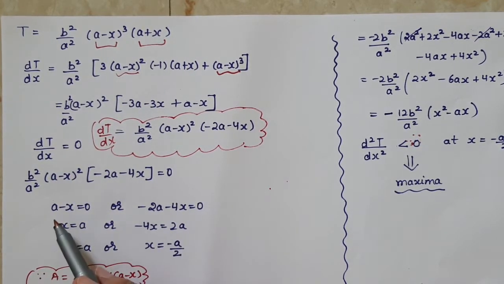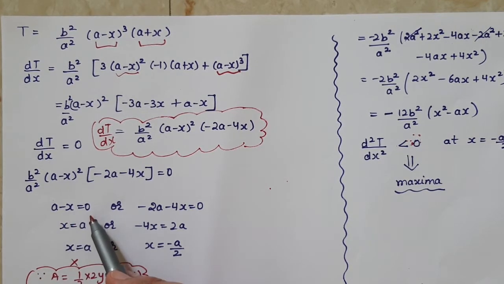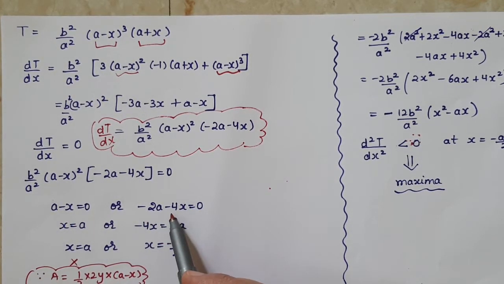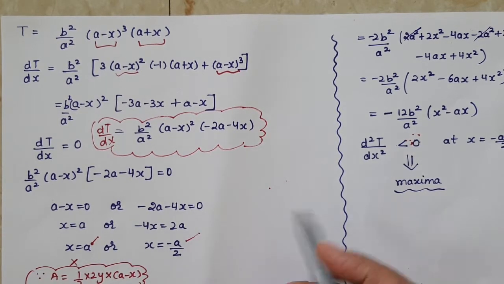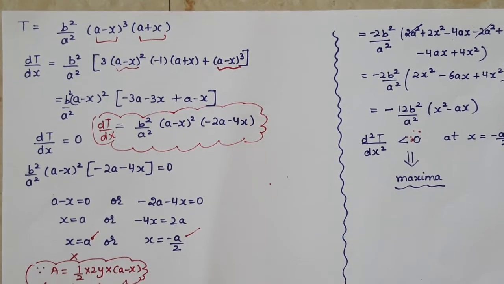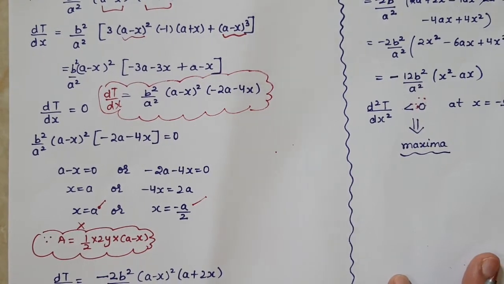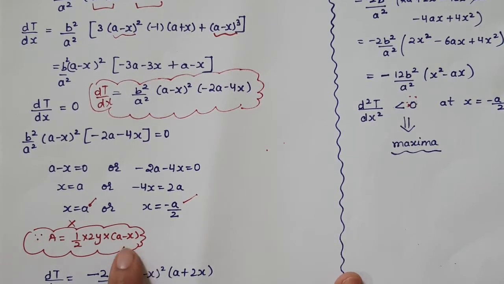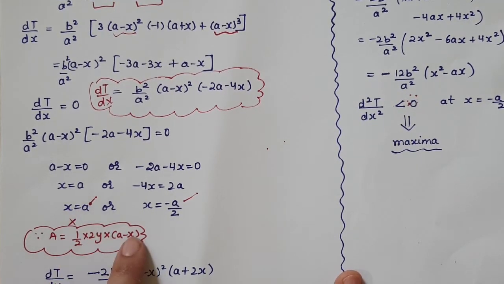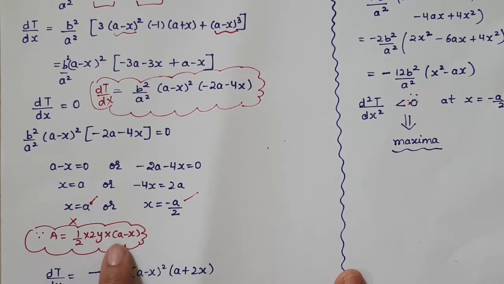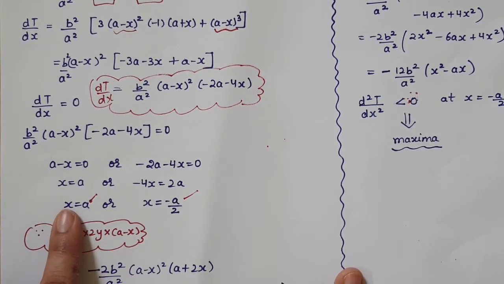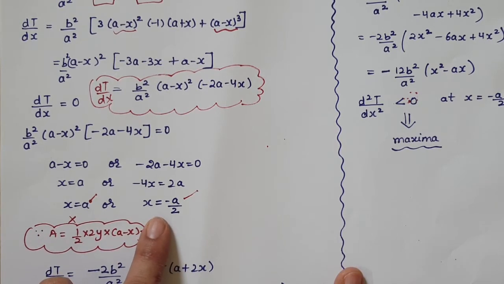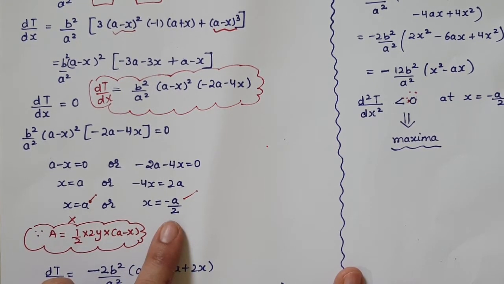When you simplify, two equations come: a minus x is equal to 0 and minus 2a minus 4x is equal to 0. Simplify both of them. I am getting two values: one is x is equal to a and one is x is equal to minus a by 2. Now x is equal to a we cannot take. Why? Because the value of area was this. If I put x is equal to a here, this will make my area 0. So I will reject x is equal to a. The only value I have is x is equal to minus a by 2.